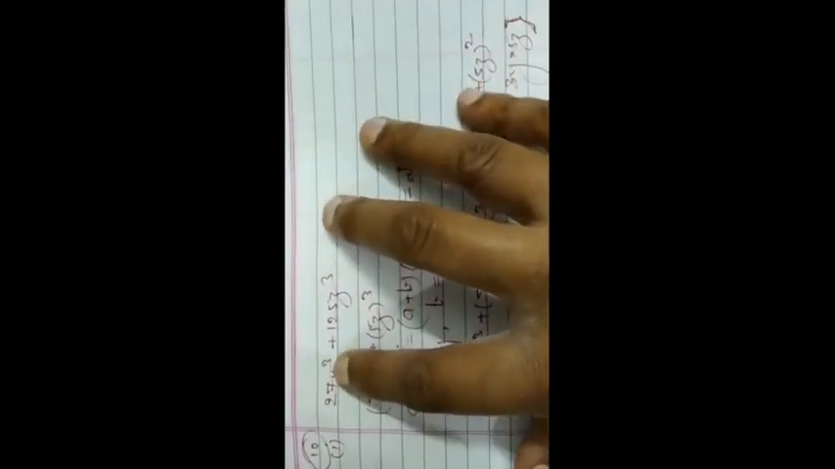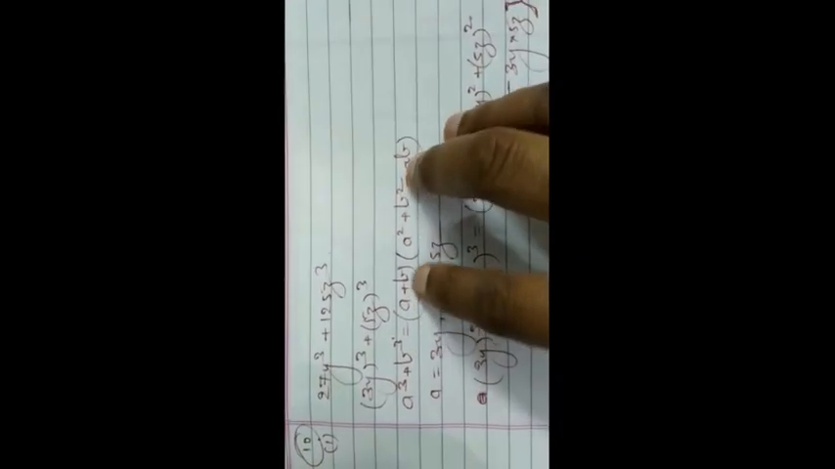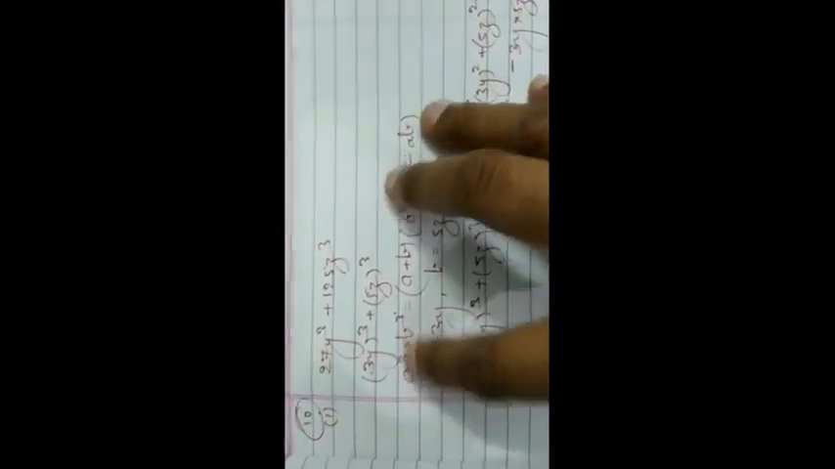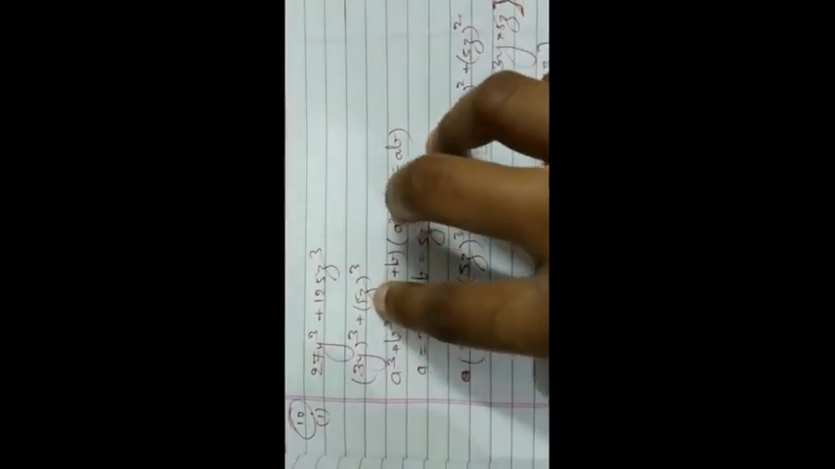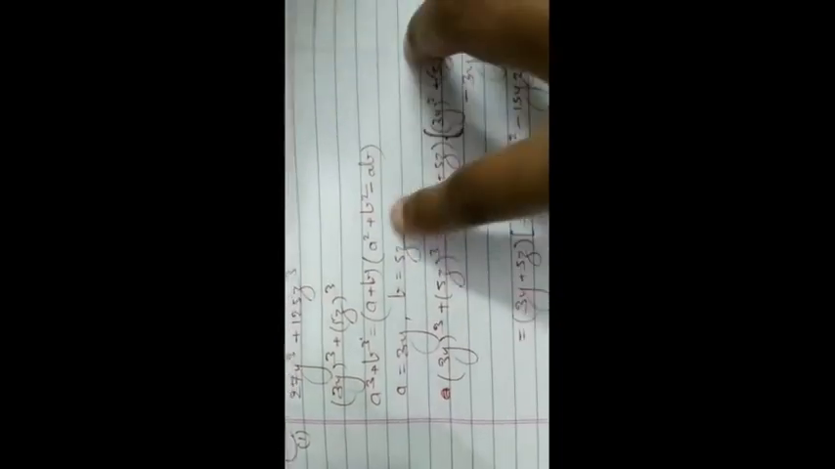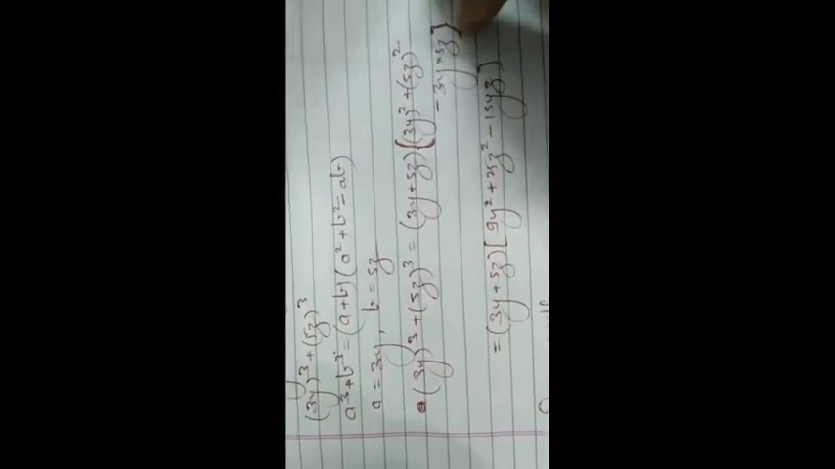You can write down this 27y cube as 3y whole cube and 125z cube as 5z whole cube. Now you know the identity a cube plus b cube equal to a plus b, a square plus b square minus ab. Here if you compare this polynomial with this a cube plus b cube, then you will get a equal to 3y and b equal to 5z. Fine. So write down value of a and b in this identity: a cube plus b cube equal to a plus b, 3y plus 5z, and a square plus b square minus ab.